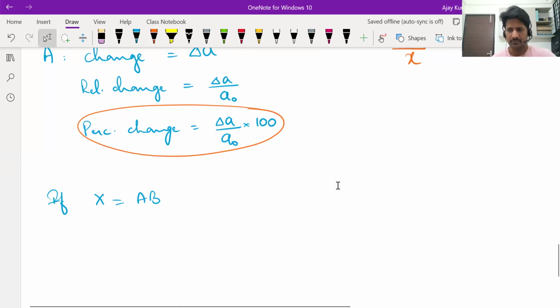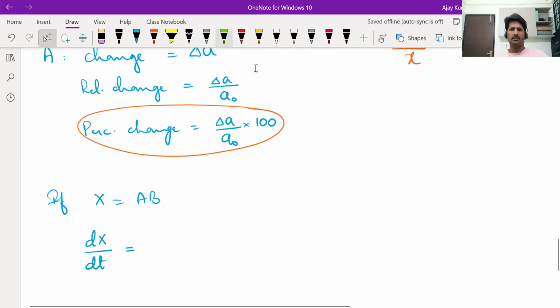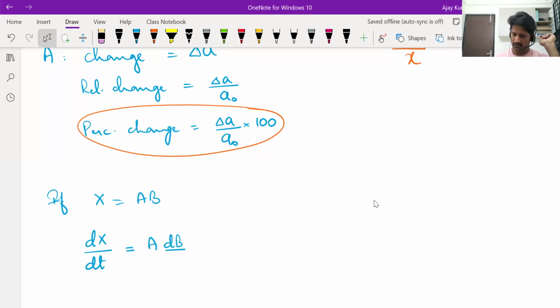What shall we differentiate with respect to? It is your choice. You can differentiate with respect to any one of these variables or some new variable also. Let's differentiate with respect to time. Then dx by dt becomes, can any one of you tell me the product rule for differentiation? How to differentiate the product of two variables? uv dash plus vu dash, fine. So it becomes a dB by dt plus b dA by dt, correct?